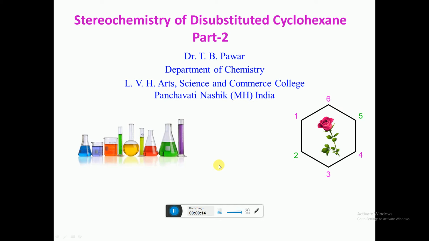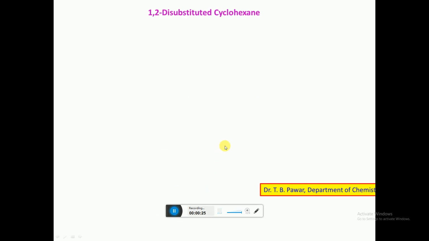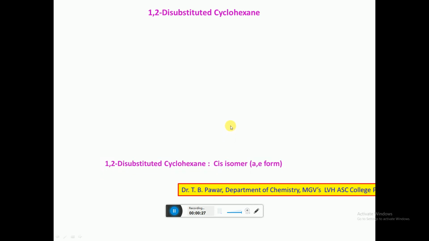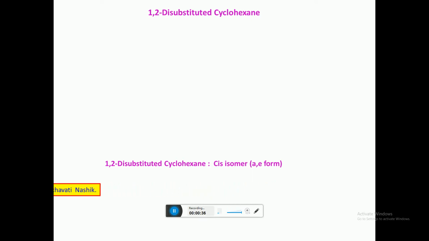In this part, we are going to study the 1,2 disubstituted cyclohexane. So, let us start with this slide, 1,2 disubstituted cyclohexane. 1,2 disubstituted cyclohexane exhibits two geometrical isomers, one is the cis and the other is the trans. So first of all, we are going to look at the cis isomers.